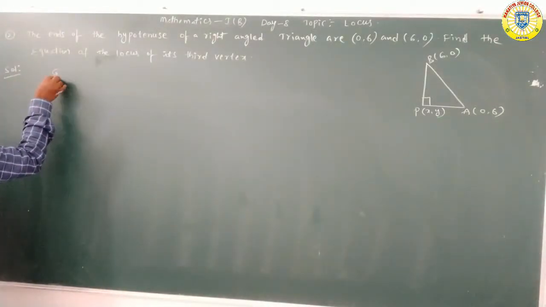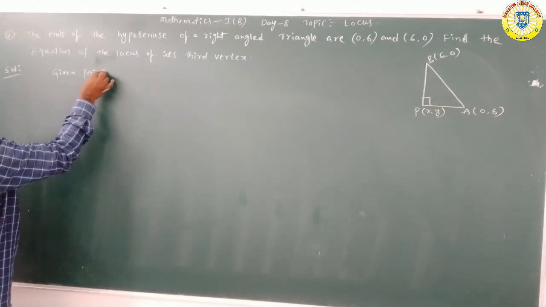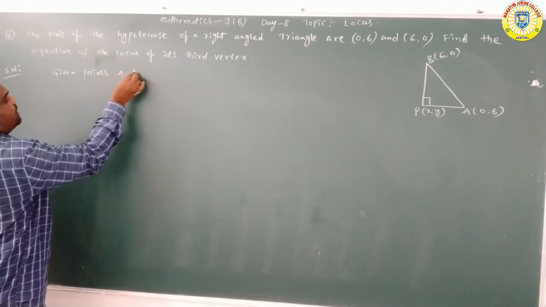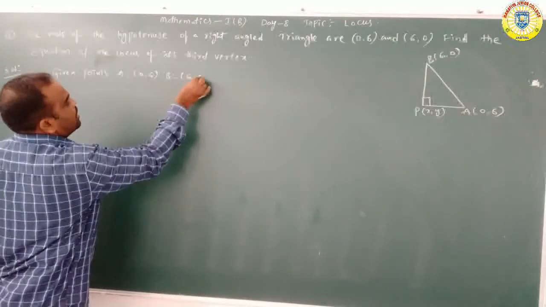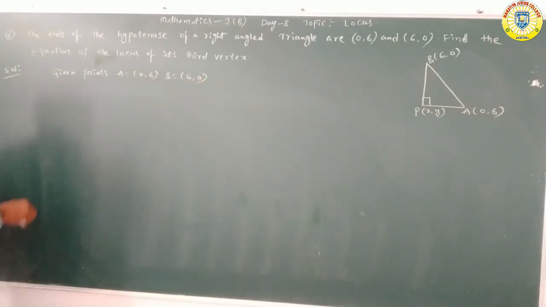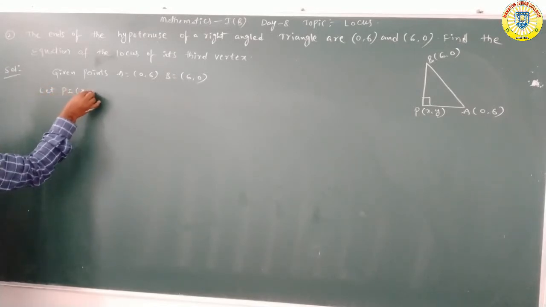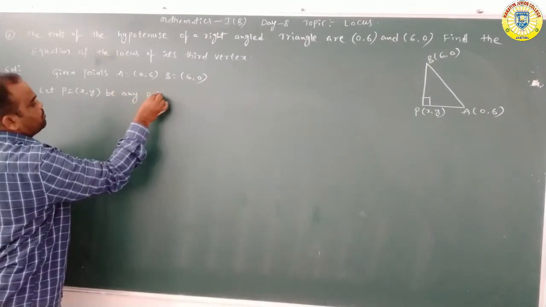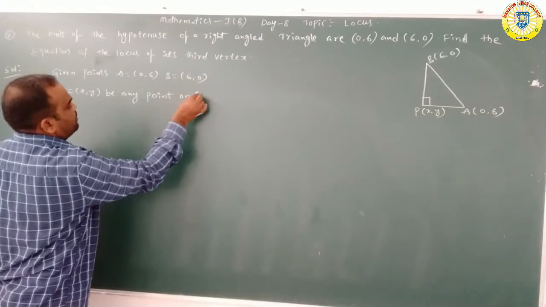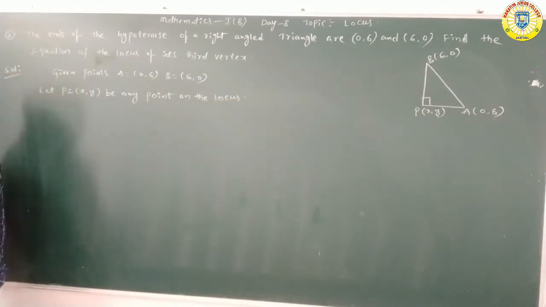So here given points. First we are taking given points. What are the given points, sir? Here A is equal to (0, 6), B is equal to (6, 0). Let P is equal to (x, y) be any point on the locus. Okay now?